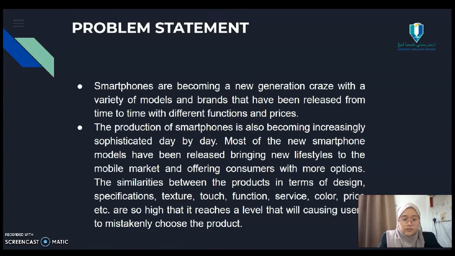The problem statement that we can make is when the smartphones becoming a new generation craze with a variety of models and brands that have been released from time to time with different function and price. The function of the smartphone is also becoming increasingly sophisticated day by day. Most of the new smartphone models have been released, bringing new lifestyle to the mobile market and offering consumers with more options. The similarities between the products in terms of design specification, texture, touch function, service, color, price, and etc. are so high that it reached a level that will cause users to mistakenly choose the product.